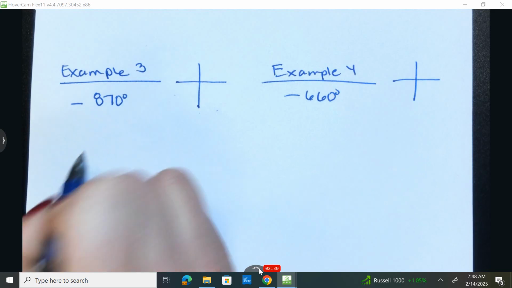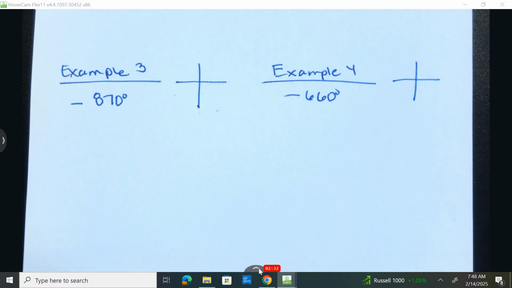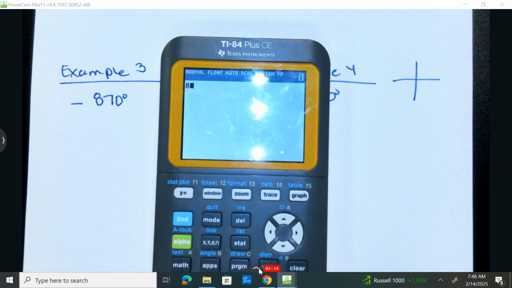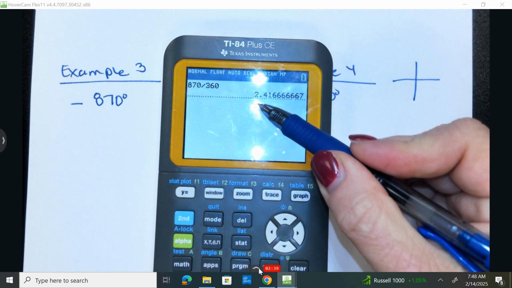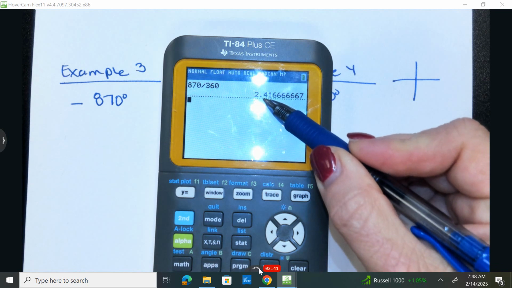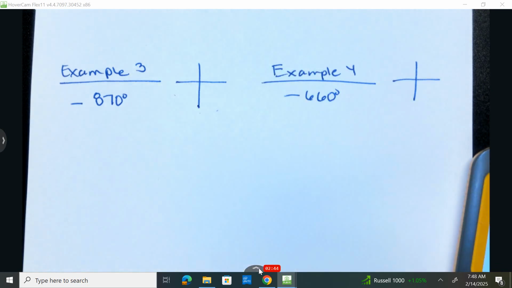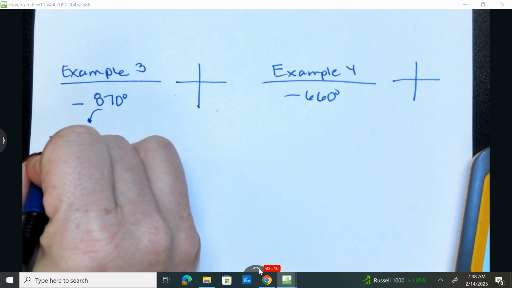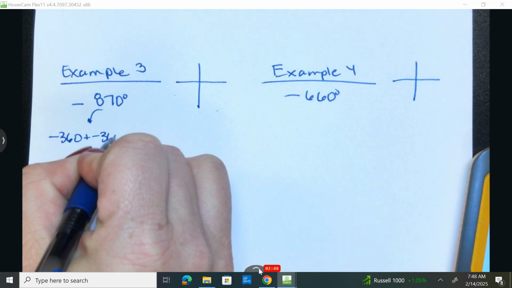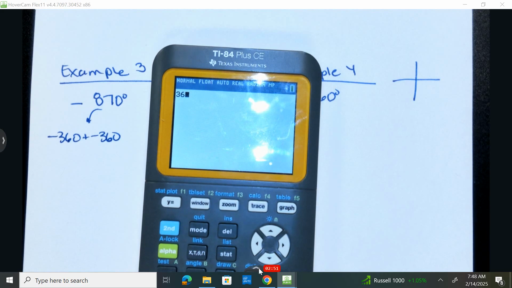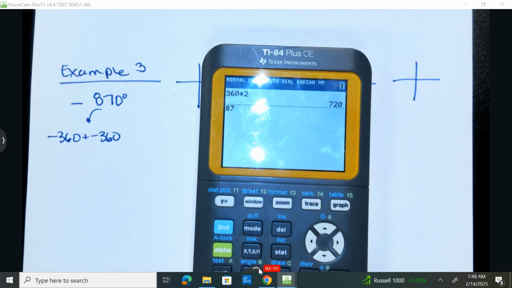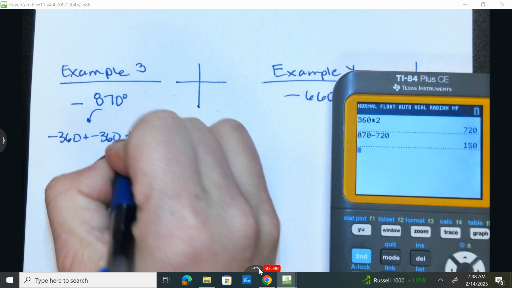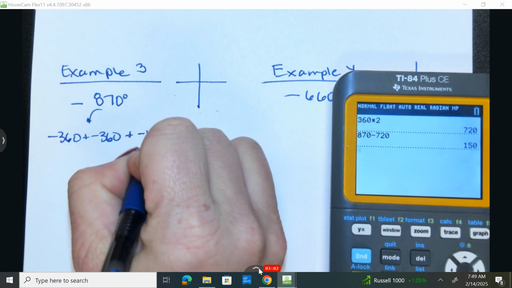Okay, this number is much larger than 360, which is 1 revolution. So I would suggest taking 870 and dividing it by 360. This tells me we're going to have 2 full revolutions plus an additional portion. So 2 full revolutions, what does that mean? This would be negative 360 plus negative 360. Well, how much more? 360 times 2 is 720. So I'm going to take 870 and subtract 720. That means this is 360 plus 360 plus 150.